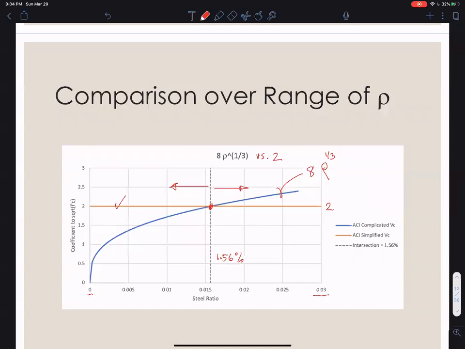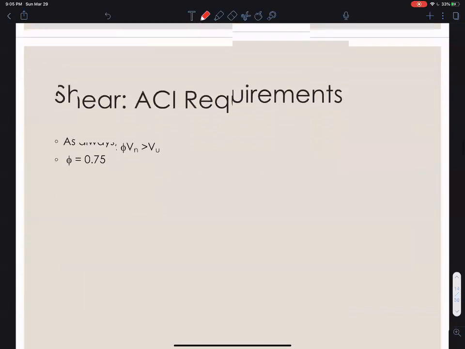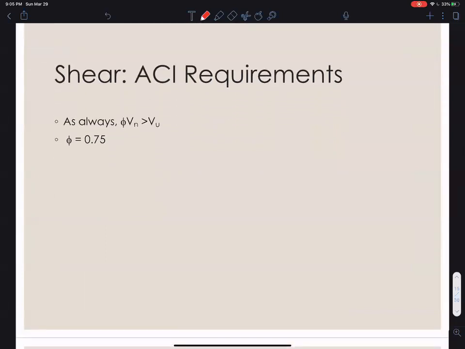Okay, we typically have 1% in our class, so we are usually going to use Vc equals 2 square root f'c, and remember, f'c is always in psi, times bd. I think I'll stop here and I'll make another video to talk about more ACI requirements.